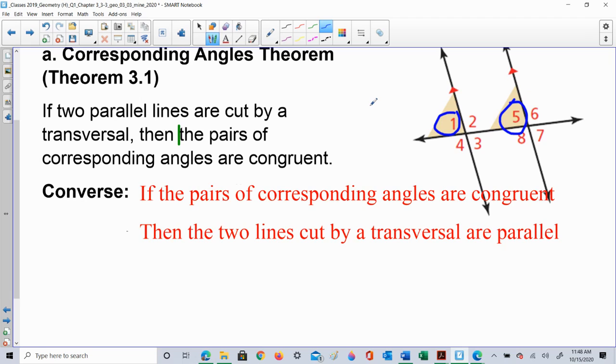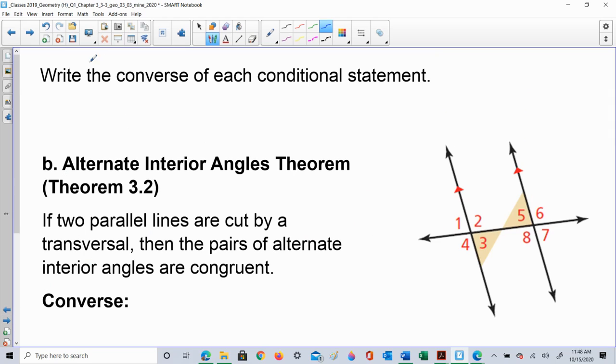Two parallel lines are cut by a transversal if and only if the pairs of corresponding angles are congruent. So for the converse, just be careful of the wording. It'll be in here the way it's supposed to be worded. I had it before, and I don't know why it's not showing up.